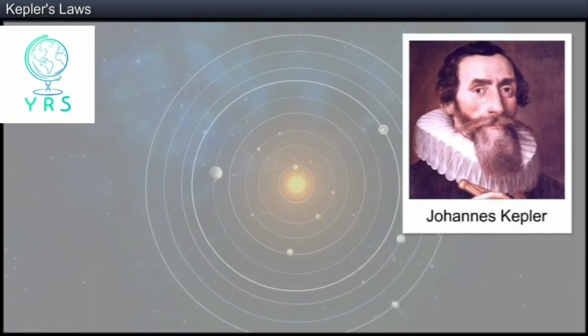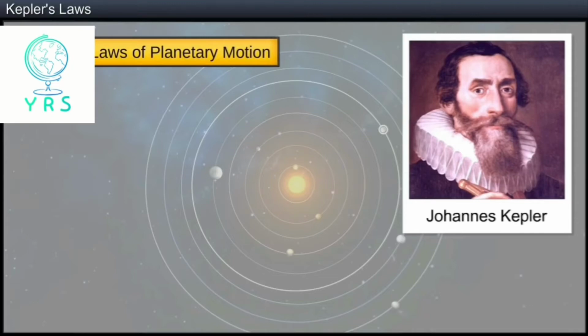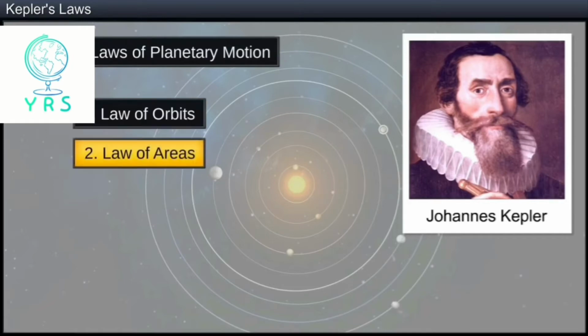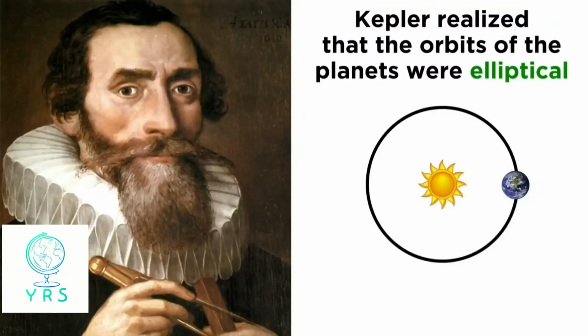This study of Tycho Brahe was further processed by Johannes Kepler, who studied the orbits of Mars too. And after studying the orbits, he gave the three laws of planetary motion. Those are the law of orbits, the law of areas, and the law of periods.